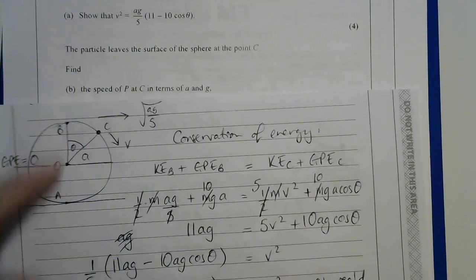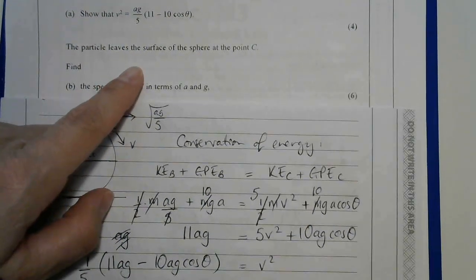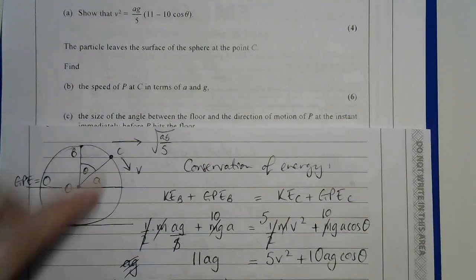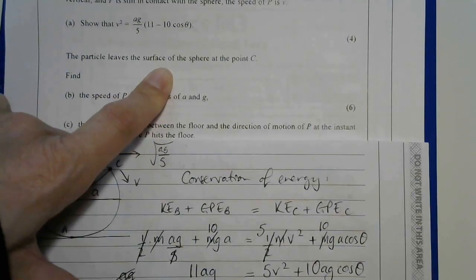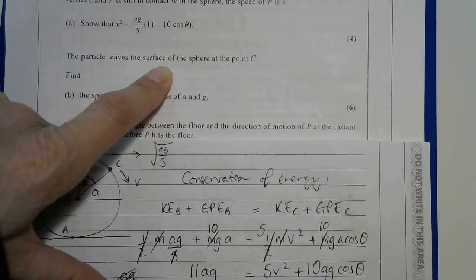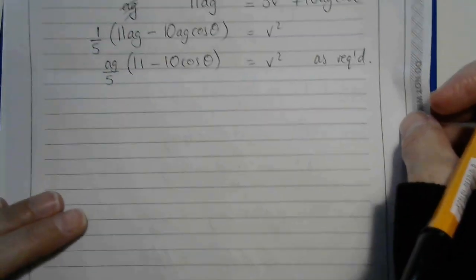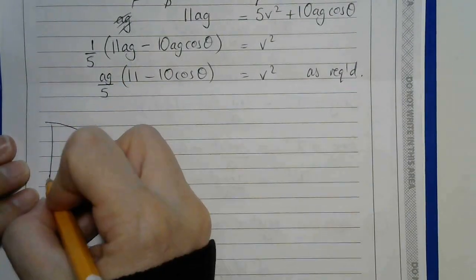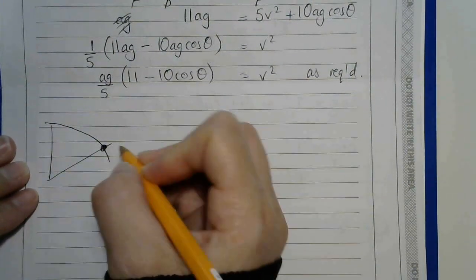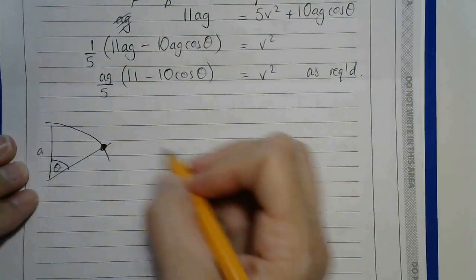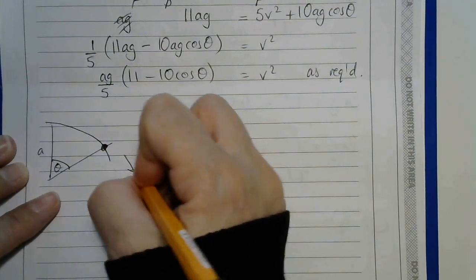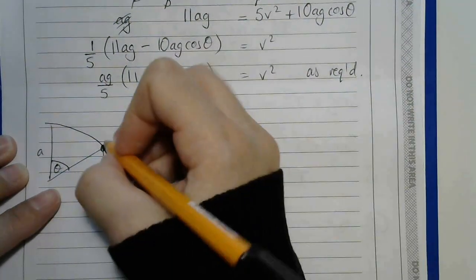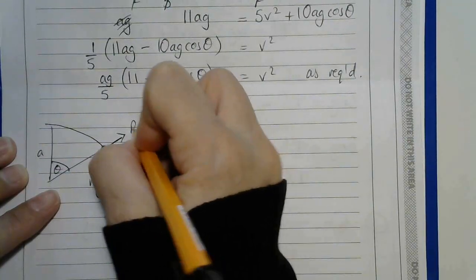Then it says the particle leaves the surface of the sphere at point C. Find the speed of P at C in terms of a and g. Well, when it leaves the sphere, I know that the reaction at that point is 0. So if I just draw what the forces are at that point, here I've got theta, this is a, the speed is V. Now, what forces are acting? Well, I know that the weight is acting down. I know that there's a reaction force here.